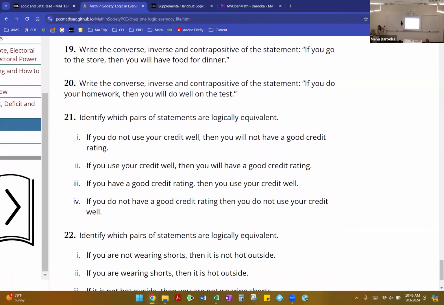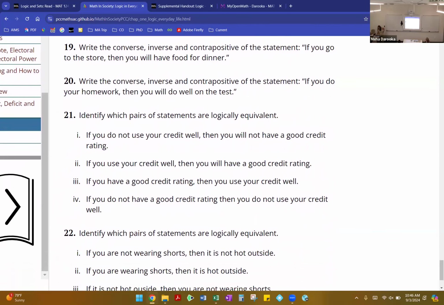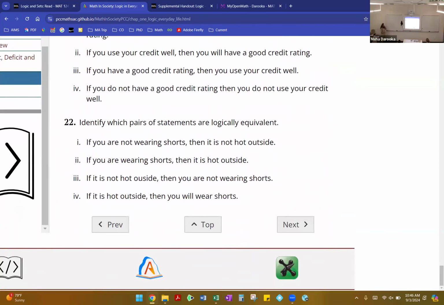Okay, let's do it again. Compound statement, true or false, converse, inverse. Let's do the equivalence, since we already wrote down how to write out each of those. Number 22. Identify which pairs of statements are logically equivalent. If you are not wearing shorts, then it is not hot outside. If you are wearing shorts, then it is hot outside. So, obviously the P and Q have to match, right?